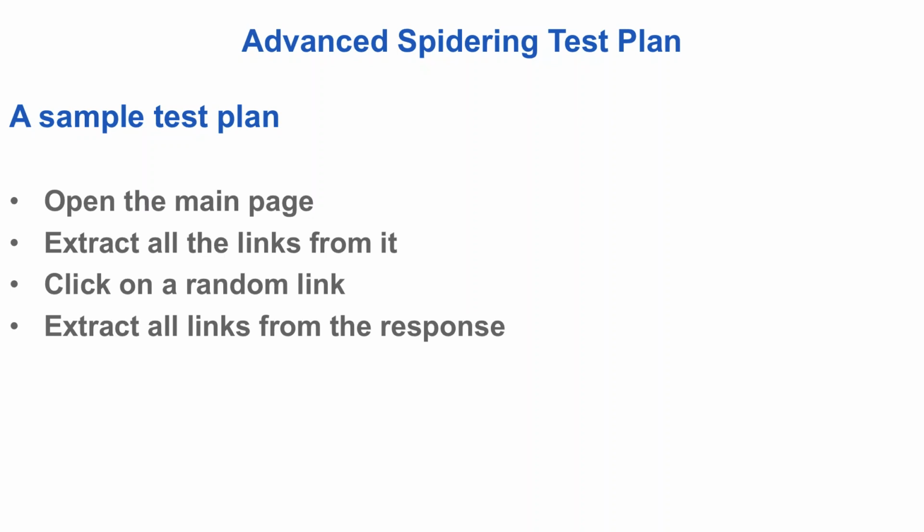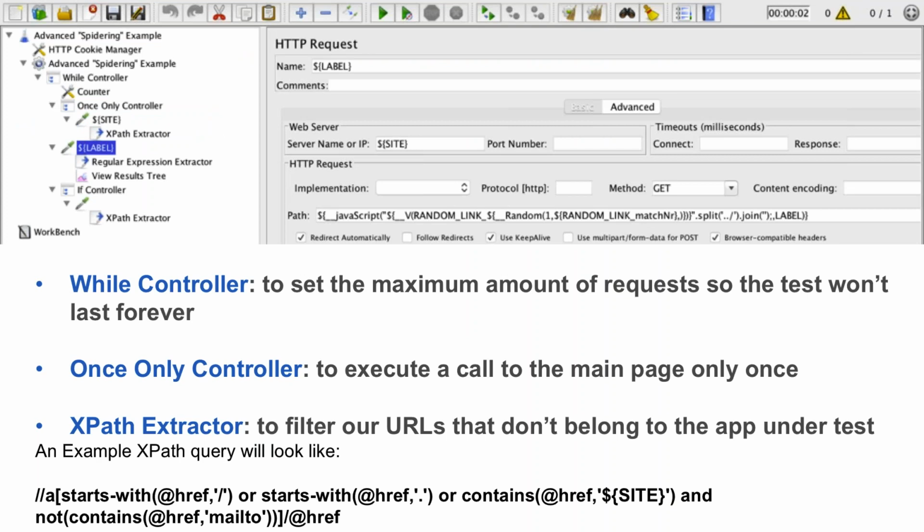If the return value has a good MIME type, in other words, if the link results in an image or a PDF document or whatever, link extraction will be skipped. Now, you can see here what it looks like in JMeter. But I want to just describe, and I wrote it on the screen, what the different elements are that you can see in the screenshot. So the While Controller is used to set the maximum amount of requests so that the test won't last forever. If you limit via scheduling, you can skip it.